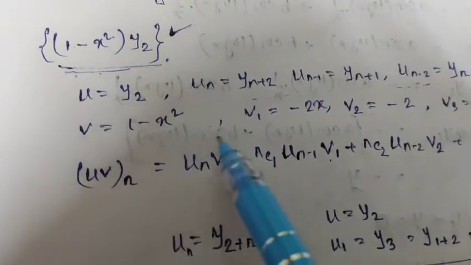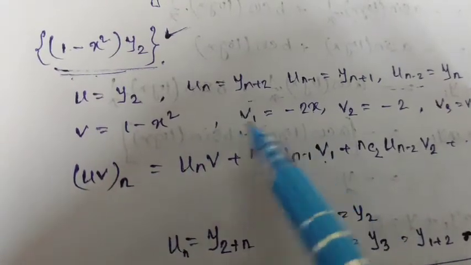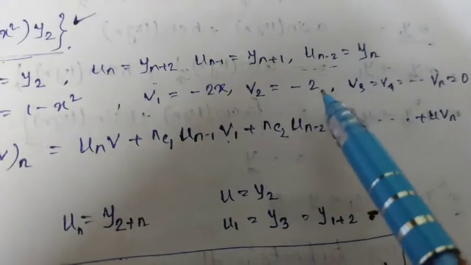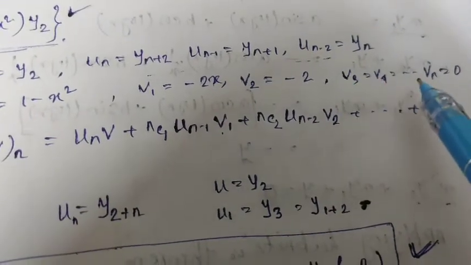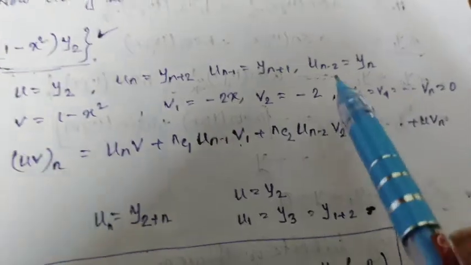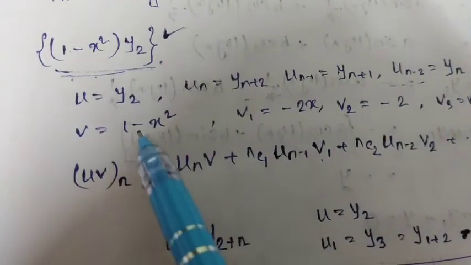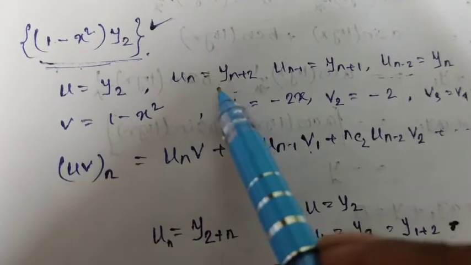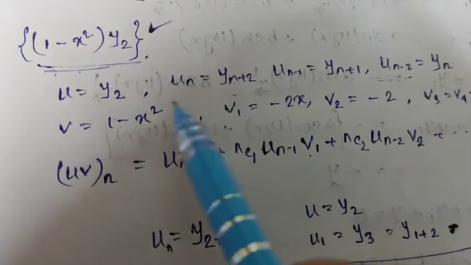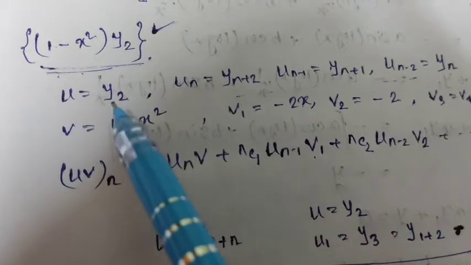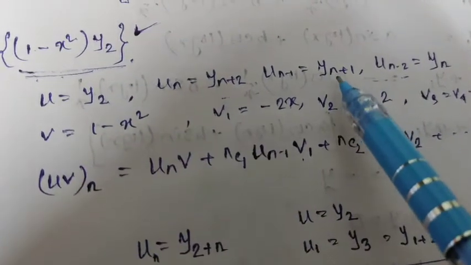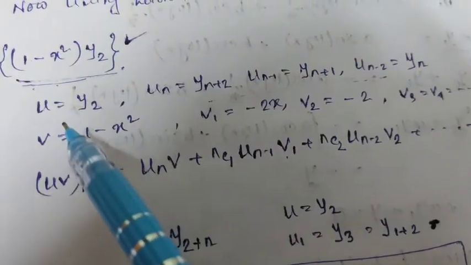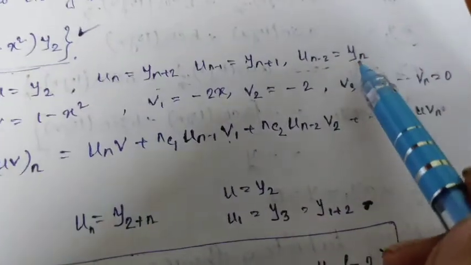So now from here you can say that v1, the first order derivative of v, is minus 2x, and v2 is equal to minus 2. Onwards v3 up to vn are all 0. And here u is equal to y2. If we differentiate it n times, we get un is equal to yn+2. If we differentiate u n−1 times, we get yn+1. And if we differentiate u n−2 times, we get yn.